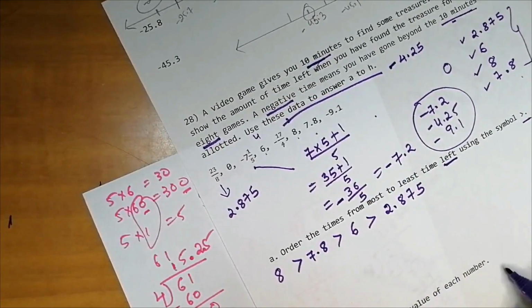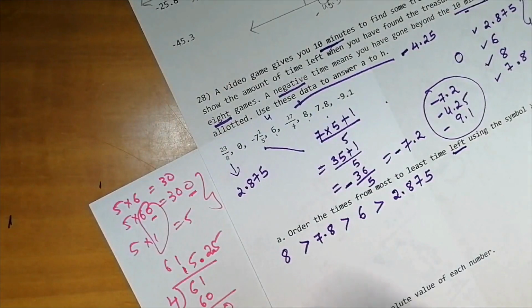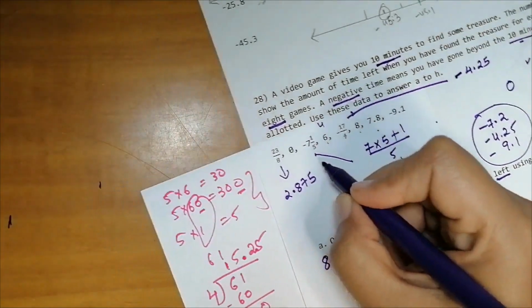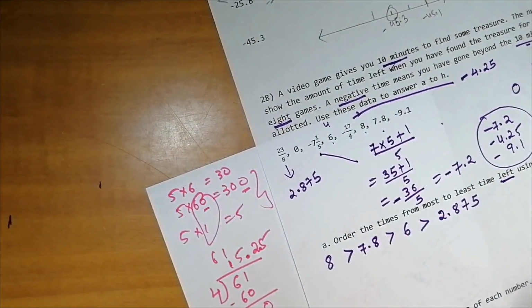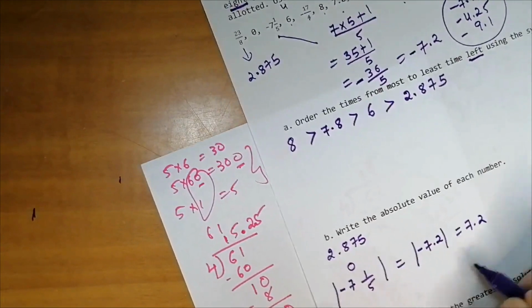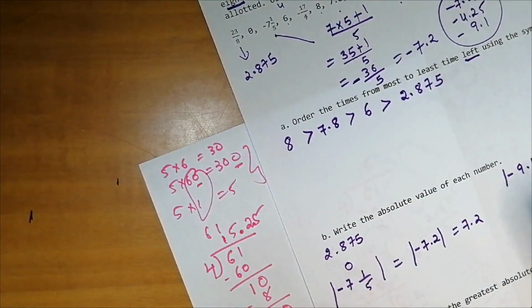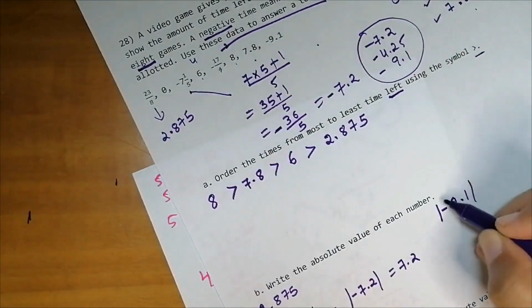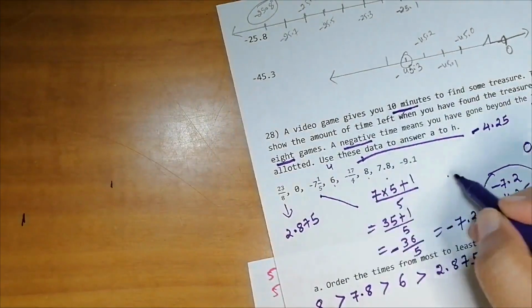Then it says write the absolute value of each number, right? So 23 over 8, you just have to write the positive values. So we write 2.875. 0 remains as it is. Minus 7 1 over 5 is minus 7.2, which is 7.2. Right, so I actually don't need to do all this because you know that you just have to put them, like minus 9.1, in its absolute value format between these two lines, and then you say 9.1. So you just have to do this for all the values that you have here.